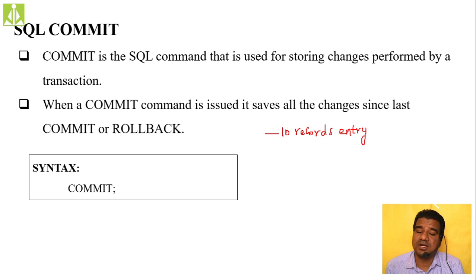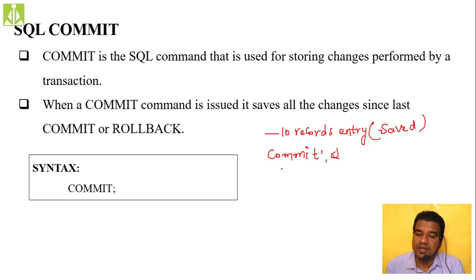To avoid losing the data, we type commit. Simply type commit. As you can see in the syntax, there is nothing else, you have to type commit only. If you type commit and a semicolon and hit the enter key, then these 10 records will be saved permanently.